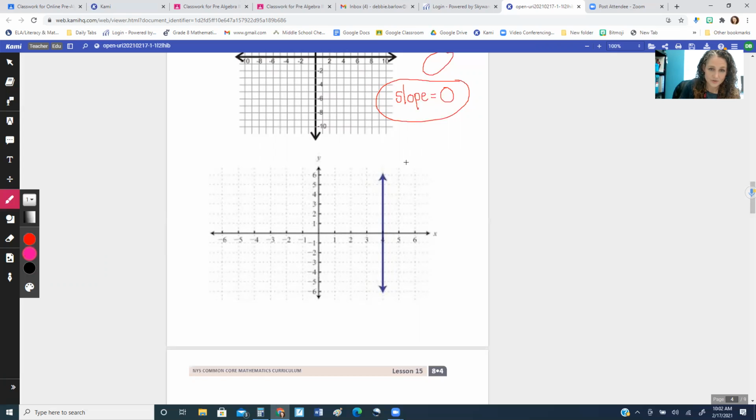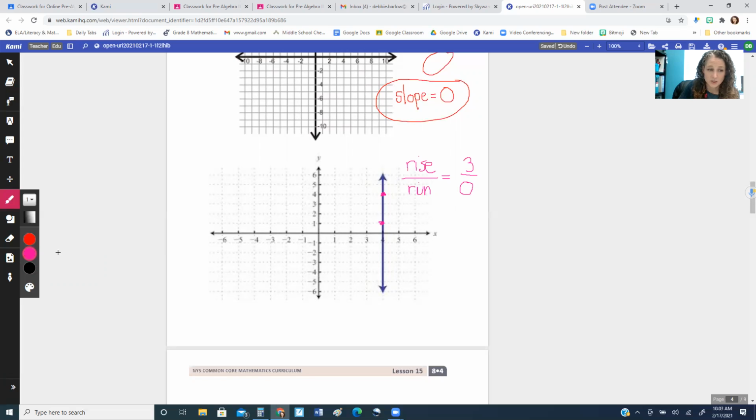So slope is rise over run. Always, always, always rise over run. When you're saying to yourself, how do I figure out slope? Well, it's rise over run. So let's pick 2 points. Let's pick this point and this point. I'm going to start here and I'm going to go here. So my rise is 1, 2, 3. That was easy. So my rise was 3, and my run was 0.